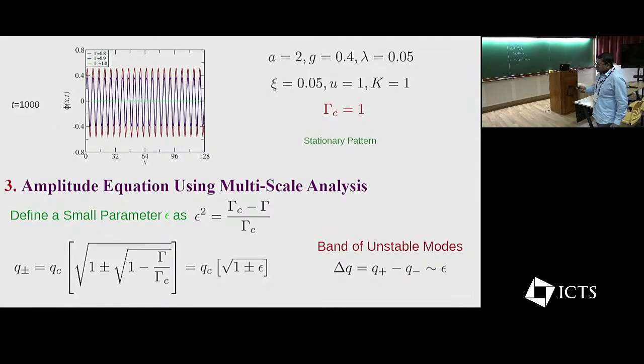To do the multi-scale analysis, first we choose a small parameter epsilon, and it is given by epsilon square equal to gamma C minus gamma by gamma C, and this basically measures the distance from the point of instability at the onset.